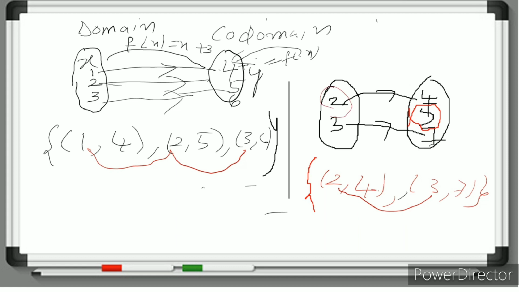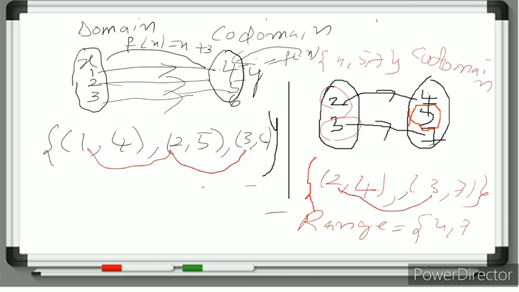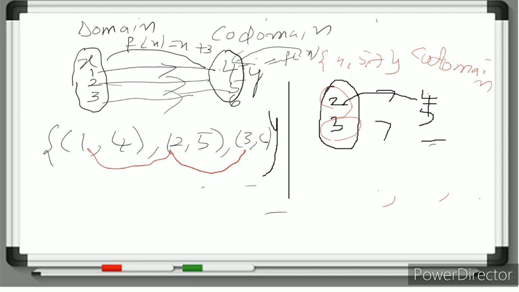For each input there is one output, and if any number is left in the codomain, see this is the codomain, boys. So in the codomain we have 4, 5, 7, and in the range we have 4 and 7, the mapped numbers. And one more thing, if you have confusion in your mind, if any input is left unmapped, then it is not a function. All the inputs should be mapped, boys.